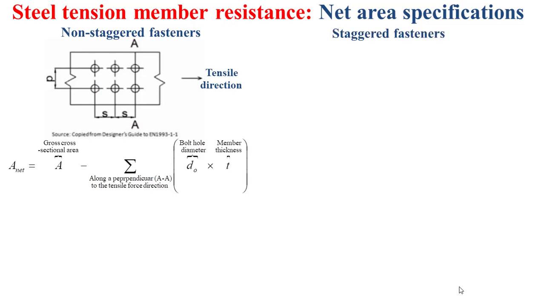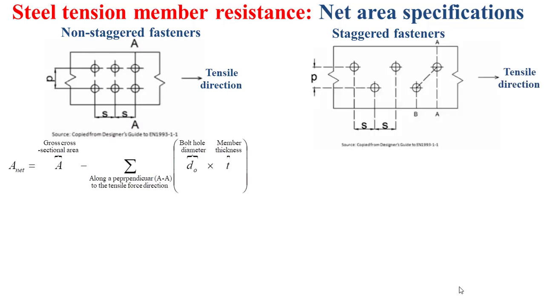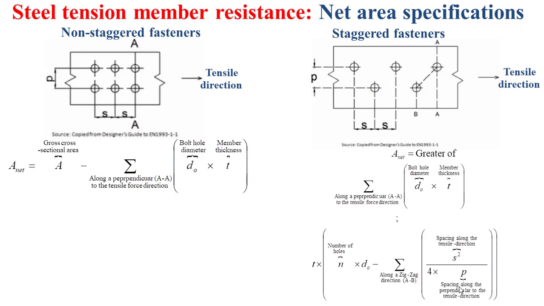In the case when the steel tension member is connected using staggered fasteners as it is depicted by the figure that you see in the right of this slide, the net cross-section area A_net is determined as the greater of the sum along a perpendicular direction to the tensile force direction of the bolt hole diameter multiplied by the thickness of the steel tension member, and the thickness t multiplied by the quantity number of holes multiplied by the bolt hole diameter minus the sum along a zigzag direction of the square of the spacing s along the tensile direction divided by 4 times the spacing p along the perpendicular direction to the tensile direction.